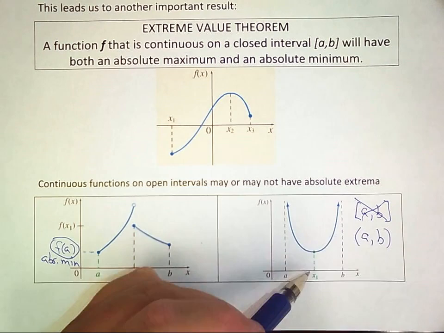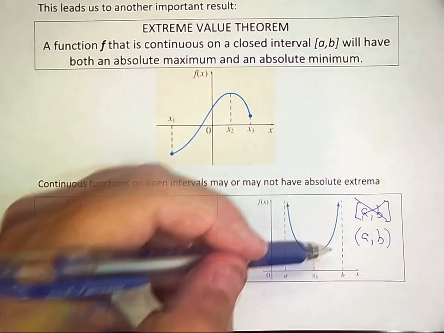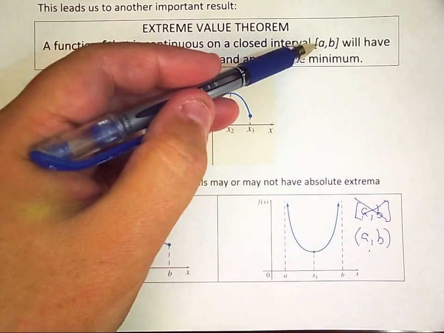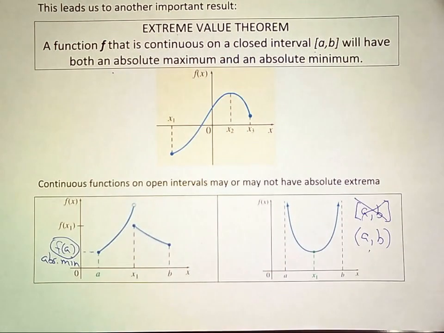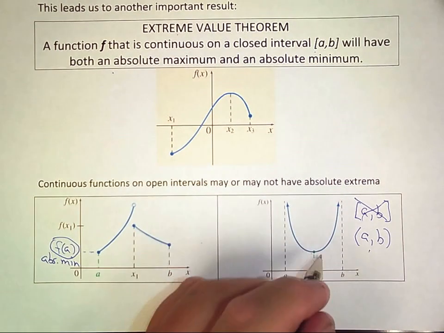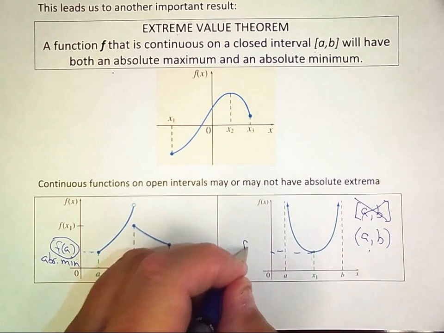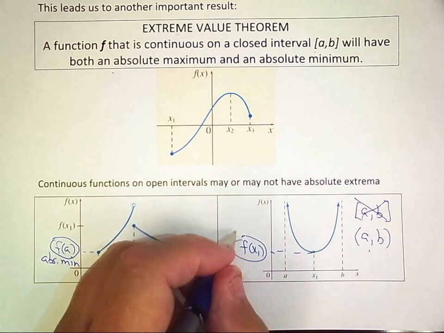You can get as close to a as you want, but you never actually get there. You can get as close to b as you want, but you never actually get there. This is an open interval, not a closed interval, so the extreme value theorem doesn't apply. So again, you may or may not have absolute extrema. Now you can tell from the graph that you have a minimum, because there's no y value any lower than the one at x of 1. So at f of 1, you have an absolute min.